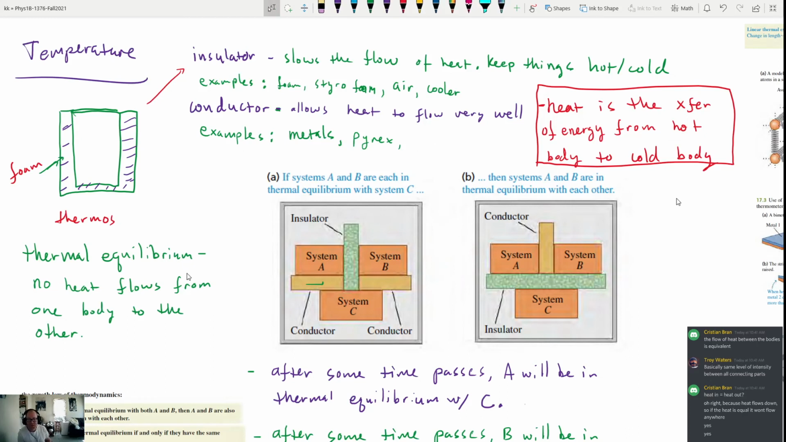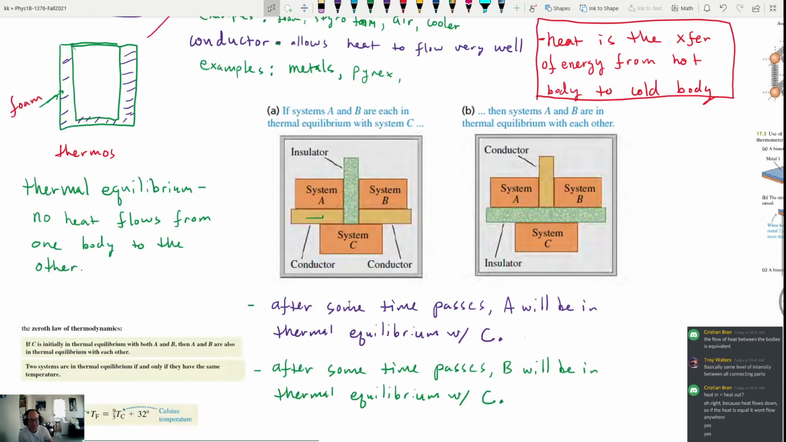So thermal equilibrium, no heat flows from one body to the other. And exactly as Christian's saying, the heat only goes in one direction, from hot to cold. So does that seem reasonable to everyone? That after some time passes, A will be in thermal equilibrium with C and B will be in thermal equilibrium with C, if we just look at picture A. That makes sense? Heat will be able to flow from this one to this one. Let me give you an example of how this would occur.